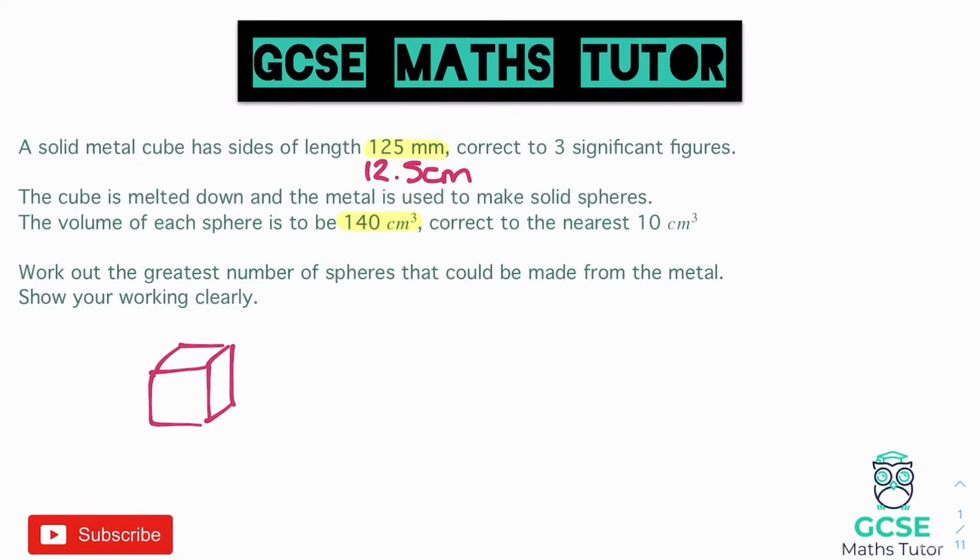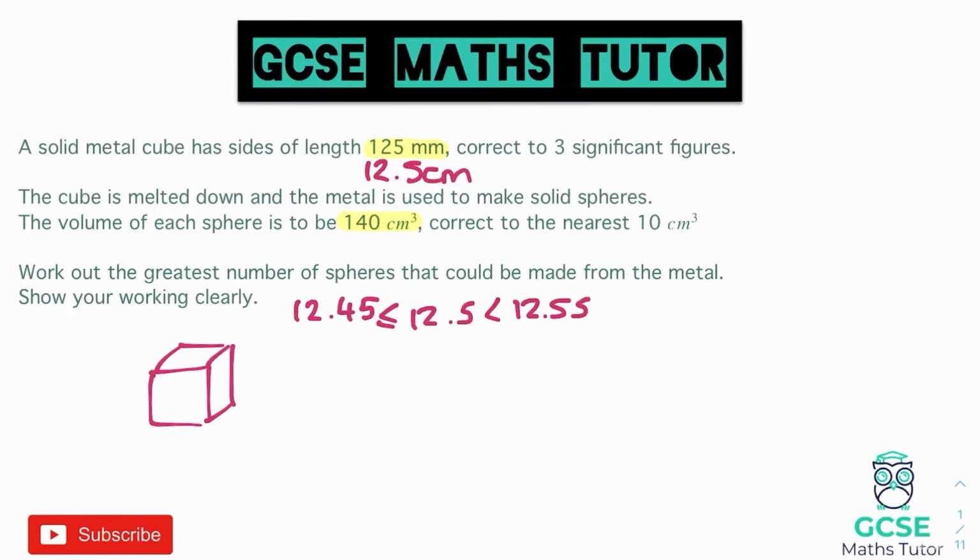And as with all bounds, we're going to write the inequality for that. So our error interval is going to be, and let's draw our arrows, we're going to have 12.45 as our lower bound there, and 12.55 as our upper bound. And again, we have an equal to symbol underneath that inequality on the left.